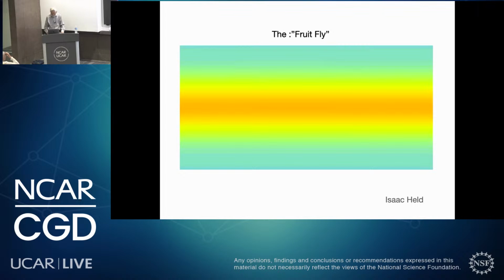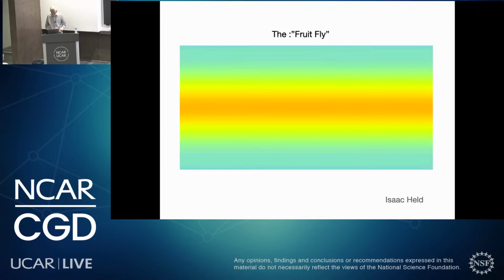So for this talk, I'm just going to show you a series of examples. And the first is from Isaac Held, and it's what he refers to as the fruit fly of general circulation models, just a pure dynamical core.